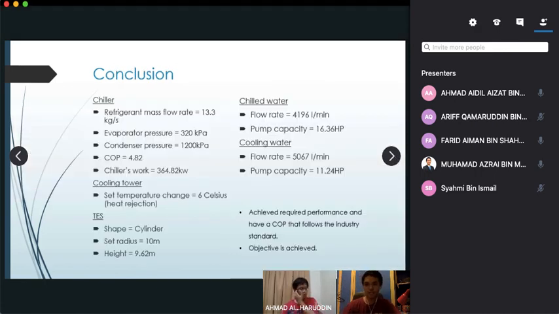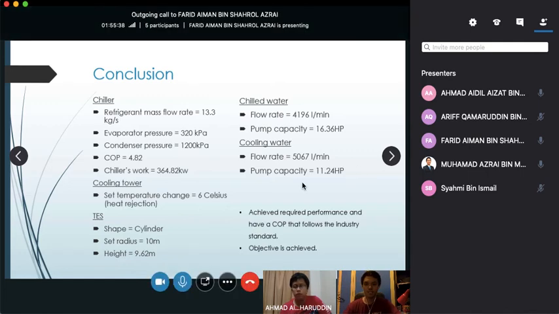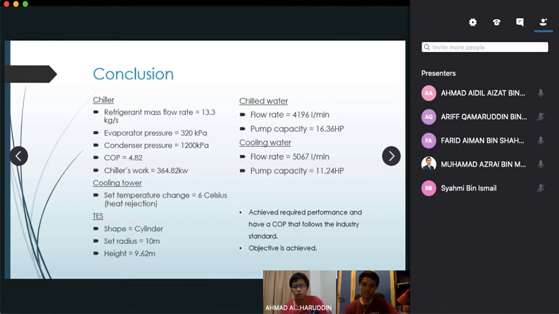In conclusion, for our chiller, the refrigerant mass flow rate is 13.3 kg per second. We set the evaporator pressure to be 320 kilopascal, condenser pressure to be 1200 kilopascal, and our COP has met the industrial standard, which is 4.82. The chiller's work is 364 kilowatt.